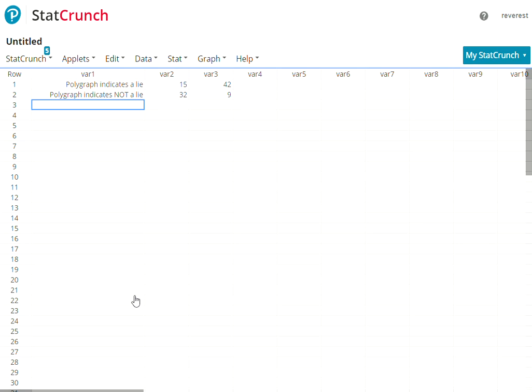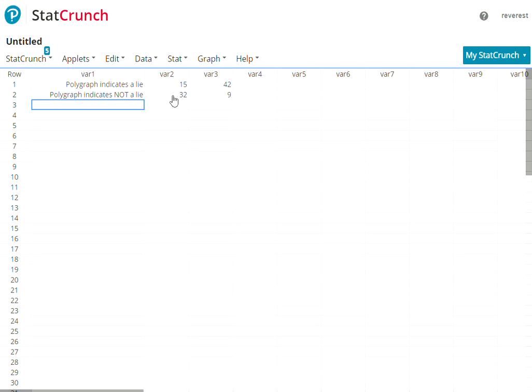So now I'm going to show you how easy it is to use StatCrunch to evaluate a two-way contingency table. Here I have put my labels for each of these row values, where the polygraph test indicated a lie and did not indicate a lie. Column 1 is for that the subject actually did not lie.